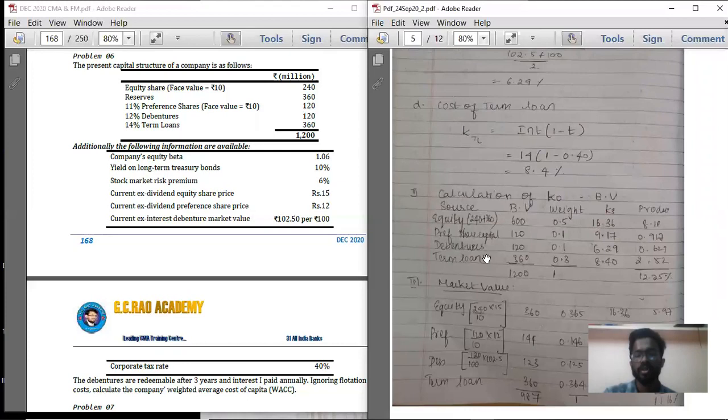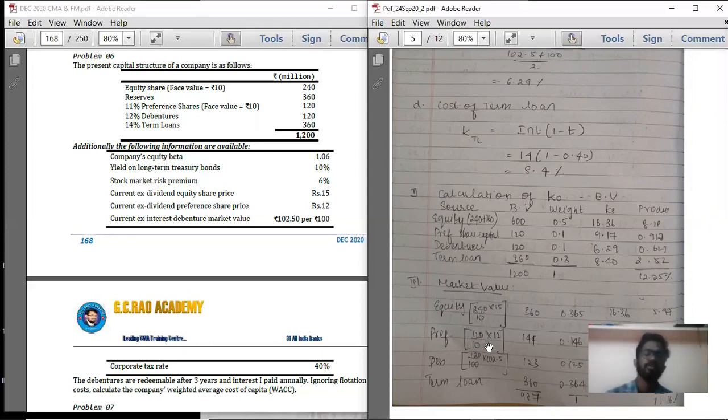With this we can calculate using different book values and market values. So below that, take down statement number 2, calculation of cost of capital, KO using BV. Below that, a 5 column table: first column source, second column BV, third column weights, fourth column KS, that is cost of different sources, and last column product. Below that record sources: equity, preference share capital, debentures, term loan.